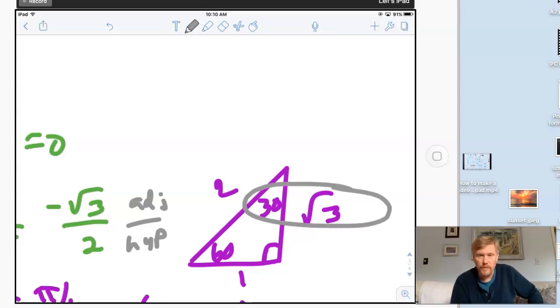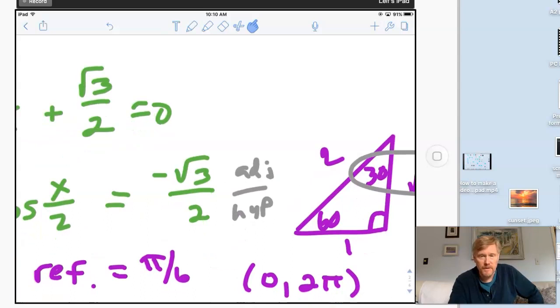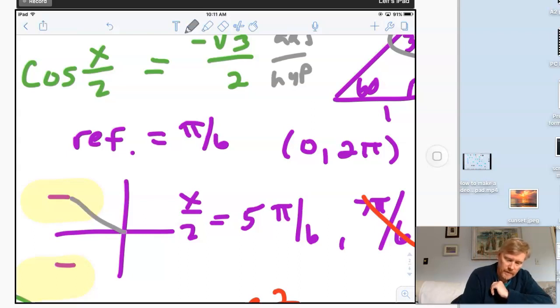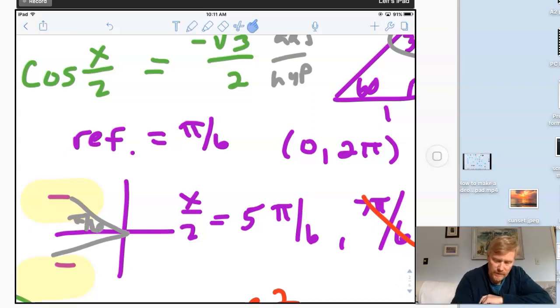That is my 30-degree angle, which means 30 degrees, or pi over 6. So pi over 6 is my reference angle, and the cosine is negative in these two quadrants, number 2 and 3. So if I make my reference angles in there, this would be 5 pi over 6 and 7 pi over 6.